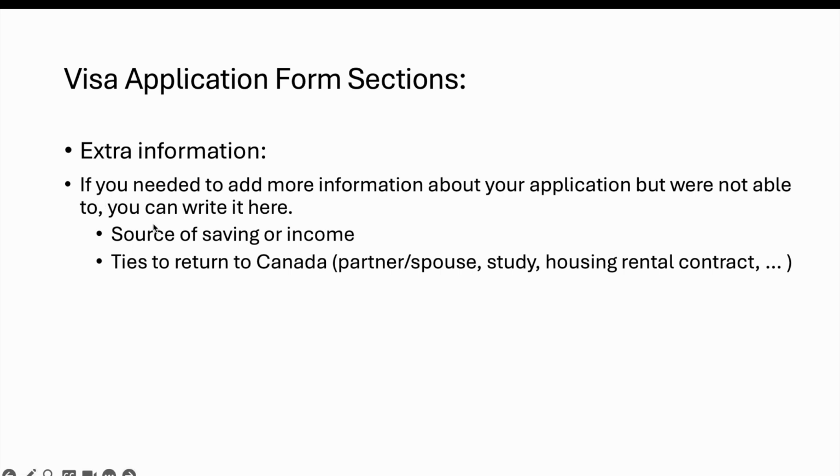Put sources of savings or any incomes you have. Try to put ties that show you are returning to Canada, like if you have partners, spouse, if you are currently enrolled in a study program, if you're a student, or housing or rental contracts, mention them. You have a 1000 word limit here, but try to go through everything you need to add to make your file much more appealing and justifiable.